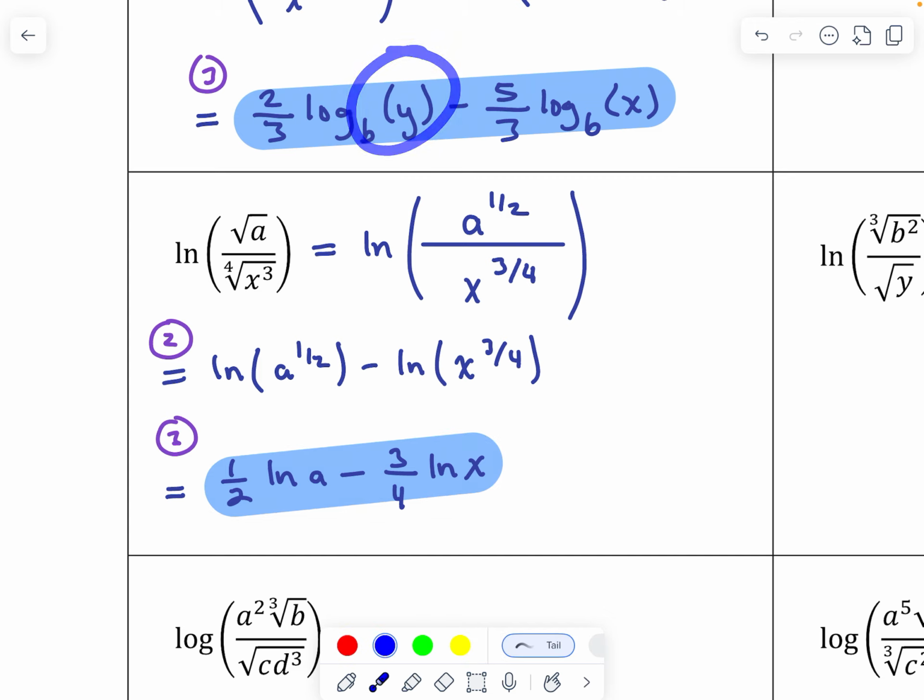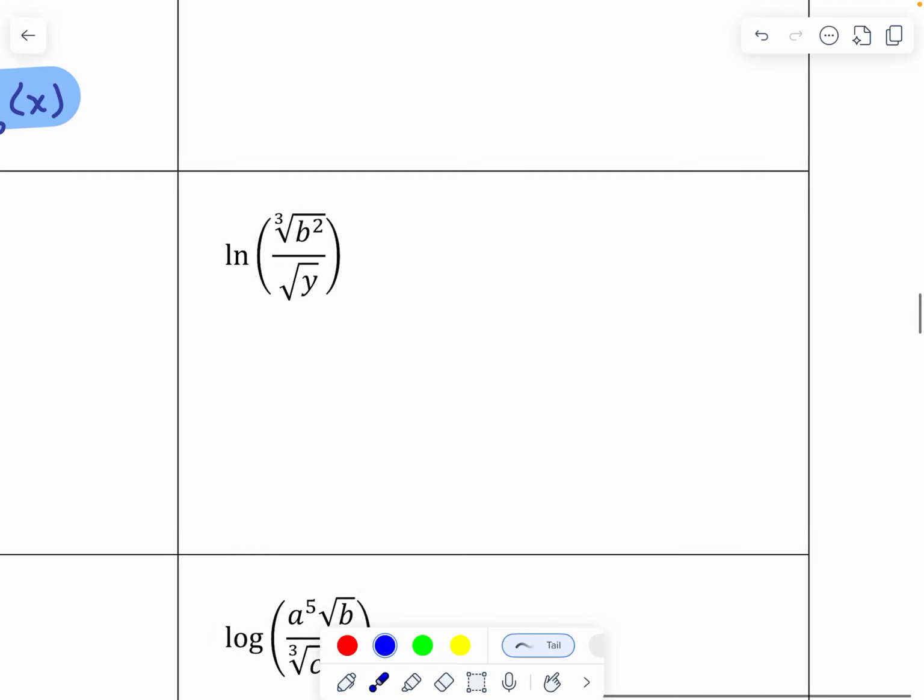Again, optional parentheses. In the previous problem, I put parentheses around the variables. Here, I did not. As long as there's a single variable, it doesn't matter. Go ahead and try this one.